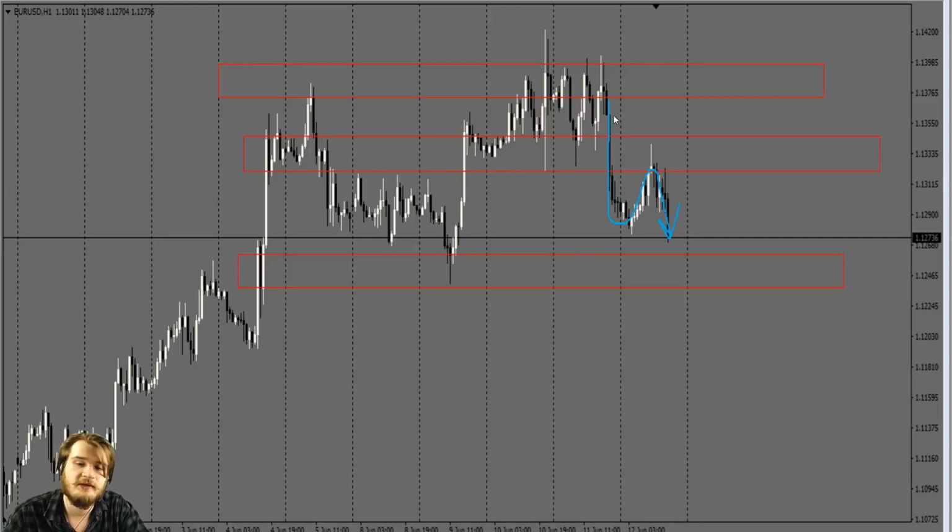It's very simple. So for a false breakout, you'd need something like this. The price goes in, then comes back out, and then reacts by going down.